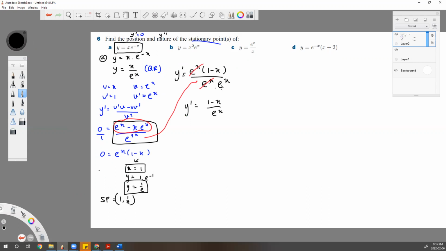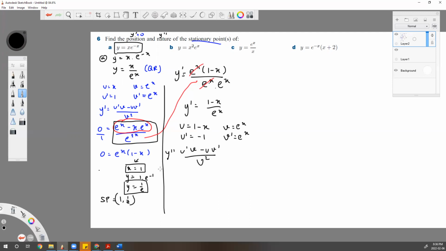Oh man. u equals 1 minus x, v equals e power x again. So u' equals negative 1, right? And v' equals e power x only, don't change the natural number, like I said before. And then u'v minus uv' over v squared. This is the second derivative. Do the second derivative one more time.